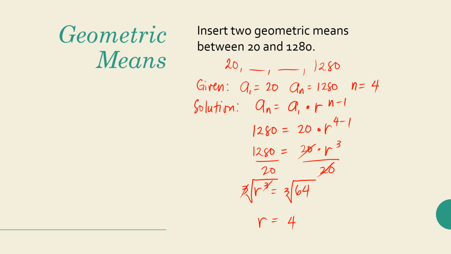To find the geometric means between these two, you have to multiply by 4. So 20 times 4 is 80. 80 times 4 is, guess it right, 320. And if you multiply 320 by 4, you get 1280. So therefore, 80 and 320 are our two geometric means. I hope that you get this part. Next example, on your own.